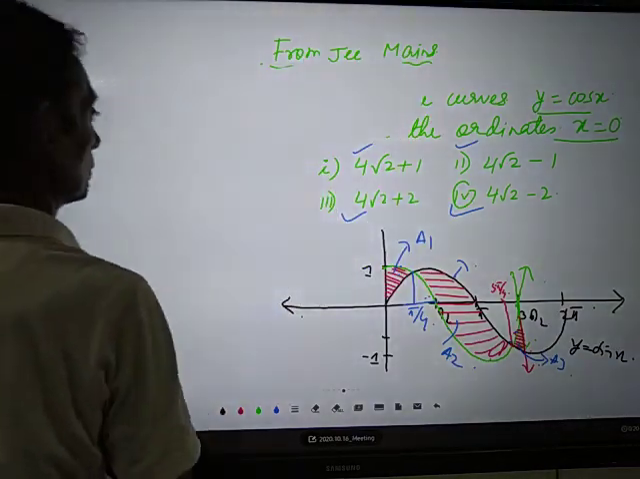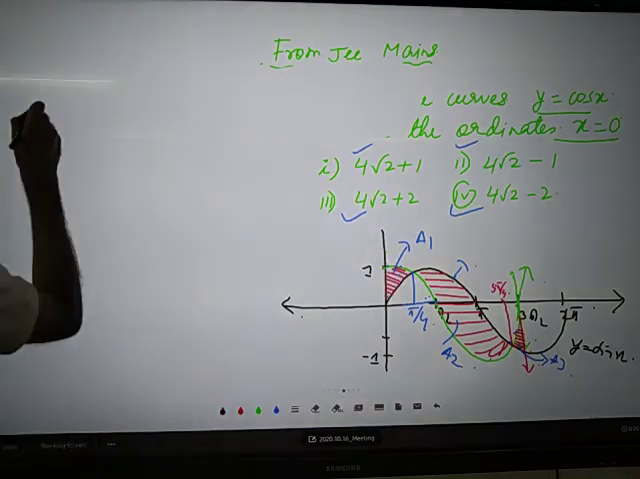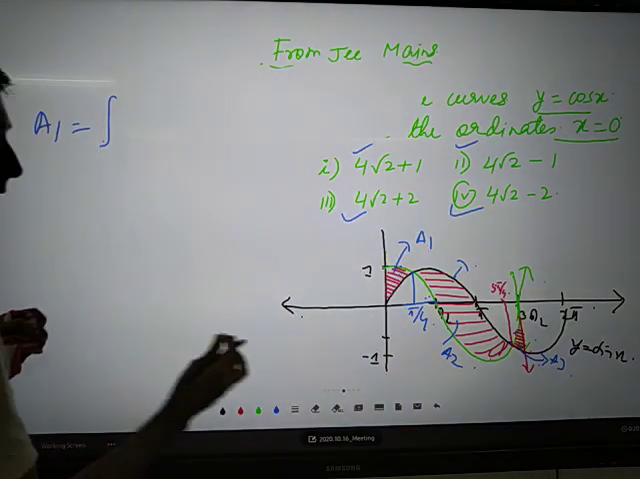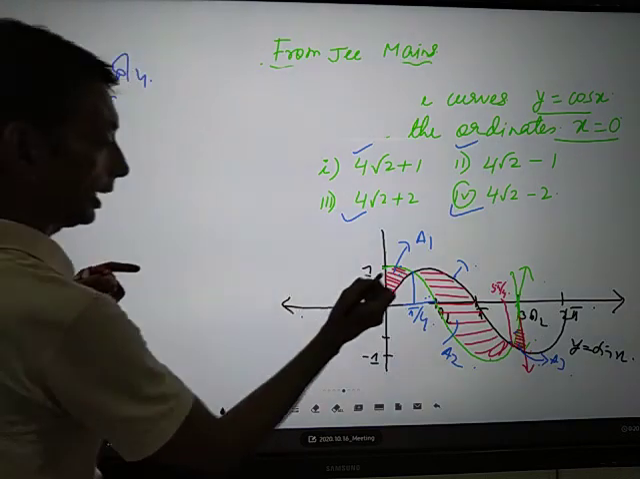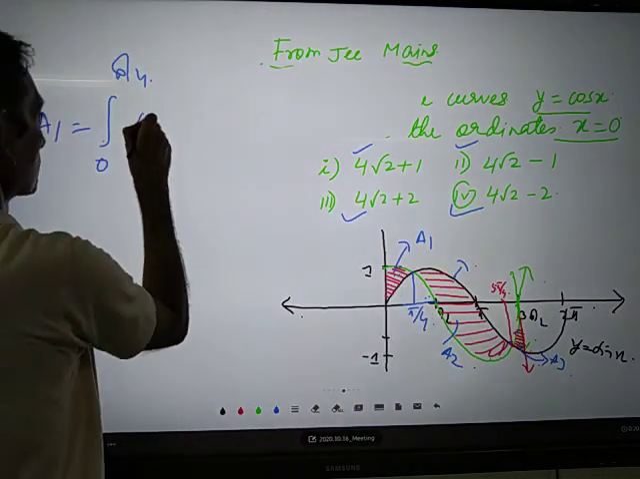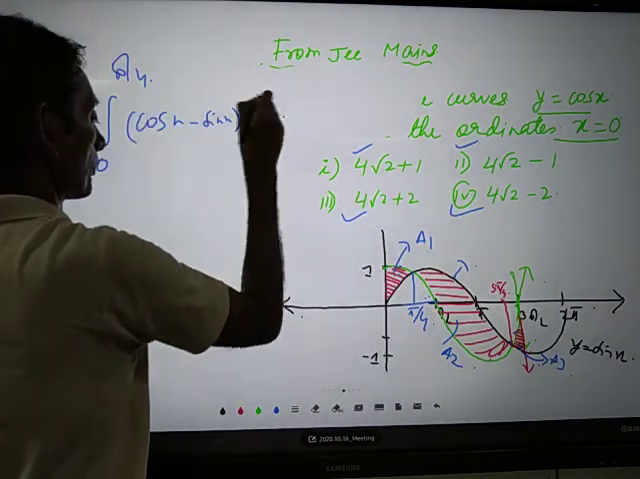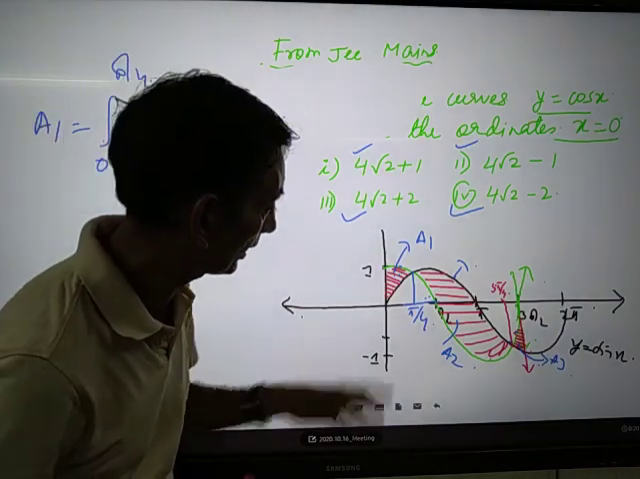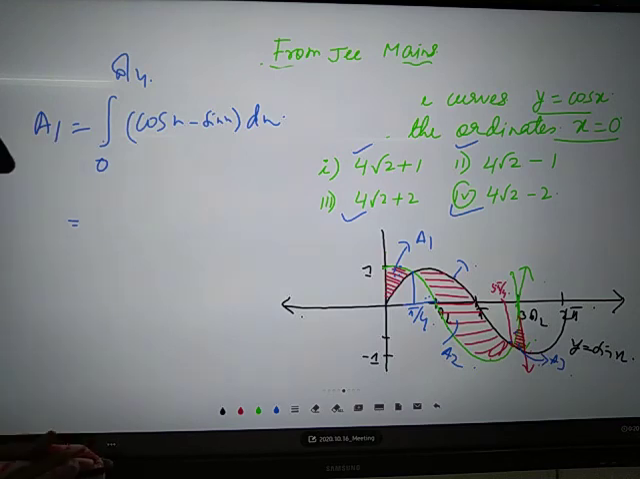Okay, so A1 stands for this portion. That is A1. So this is 0 to pi by 4, and this portion is given by the integral of cos x minus sin x dx. Okay, this is cos x minus sin x. We are going to get these shaded portions. Now we'll just integrate this.